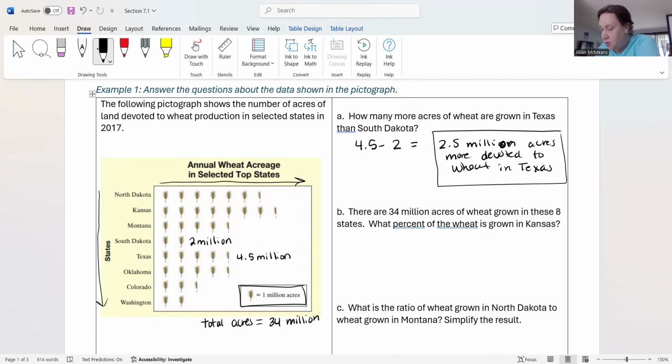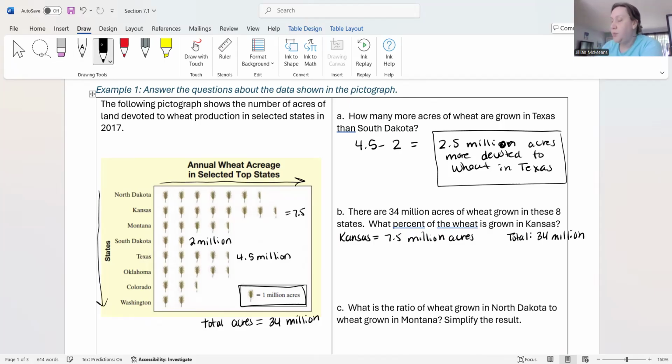They've got 1, 2, 3, 4, 5, 6. They've got 7.5 pieces of wheat. So we're going to say approximately 7.5 million acres of wheat. Okay. So Kansas is 7.5 million acres. Total, we were given, remember, total was 34 million. Okay.